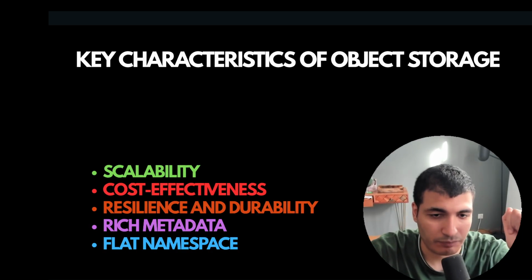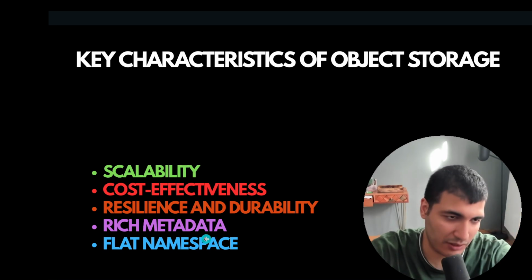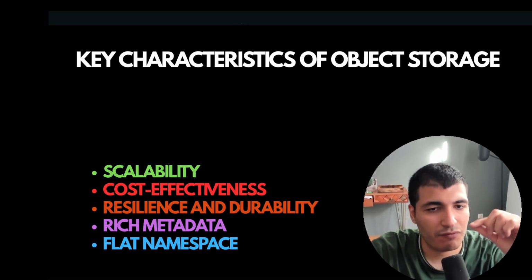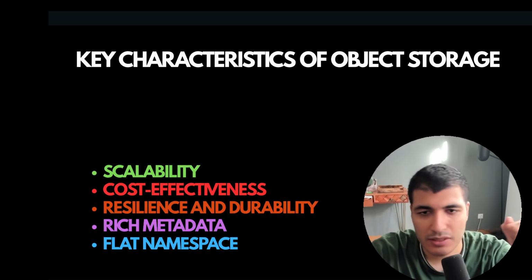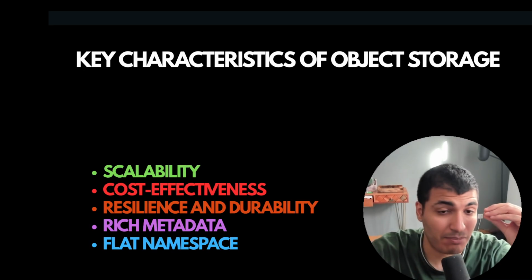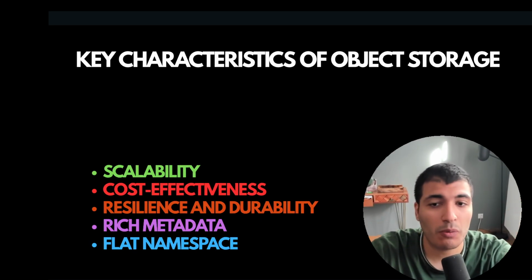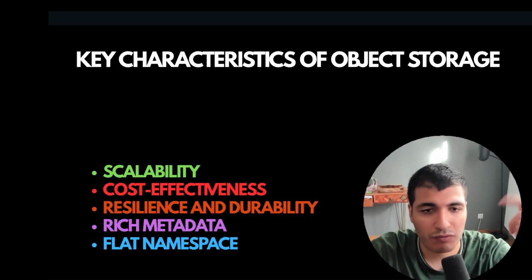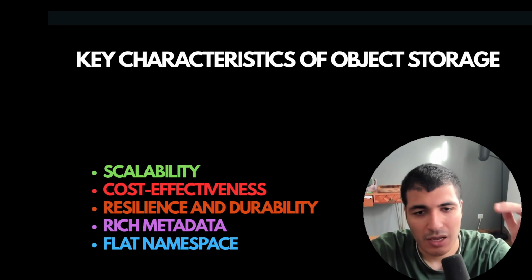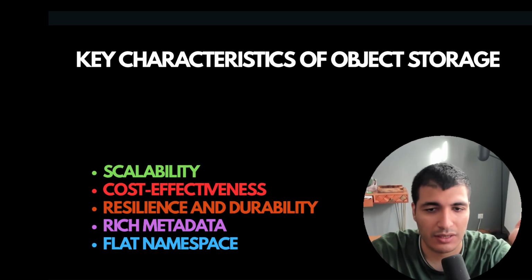And the thing that we talked about, which is the flat namespace. As we discussed, the flat structure makes managing data at a massive scale much simpler. You don't have to navigate complex folder hierarchies, and finding an object is always a direct lookup using its unique identifier.